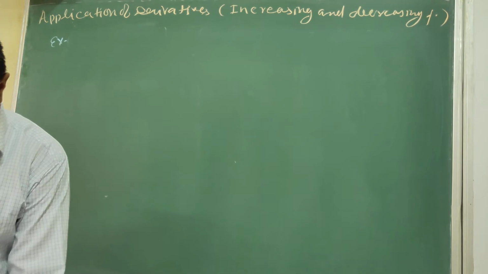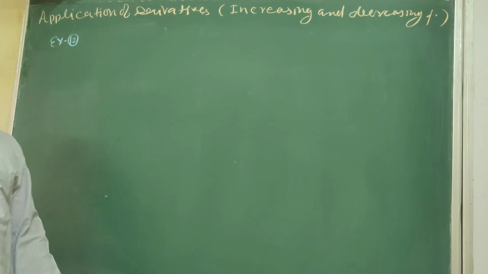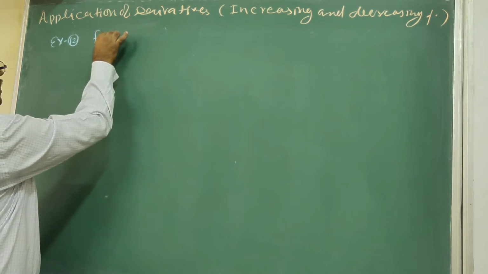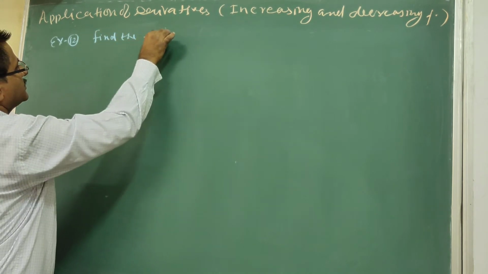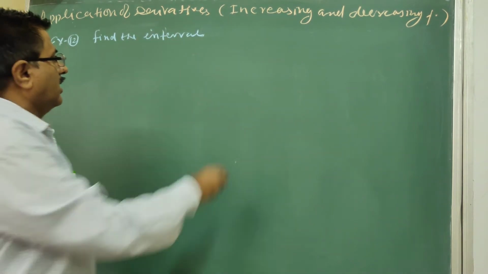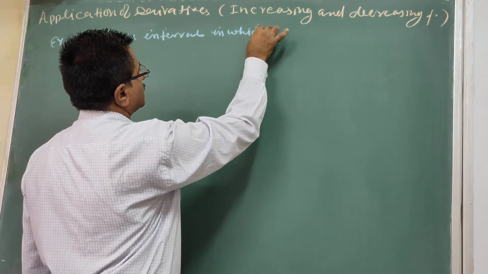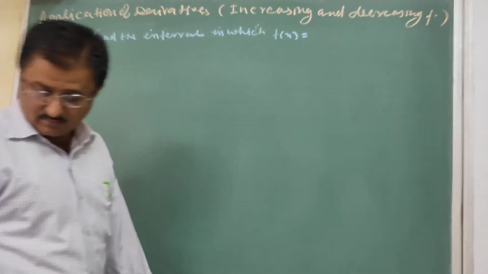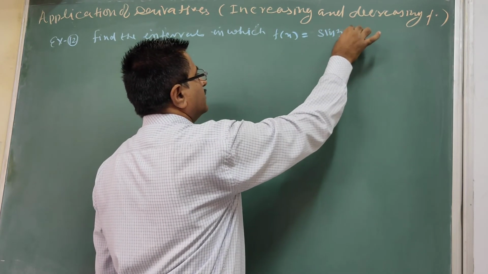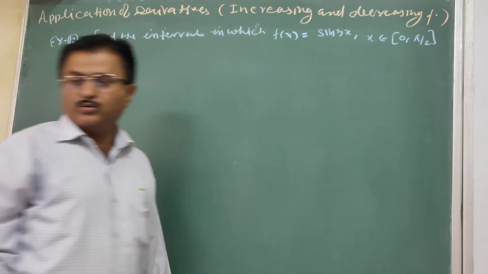Let's see example 12. Example 12 says find the intervals. So this is the same question, the function is different. Find the intervals in which the given function fx equal to sin 3x is increasing or decreasing. Now we are given a trigonometric function, sin 3x, where x belongs to the closed interval 0 to pi by 2.